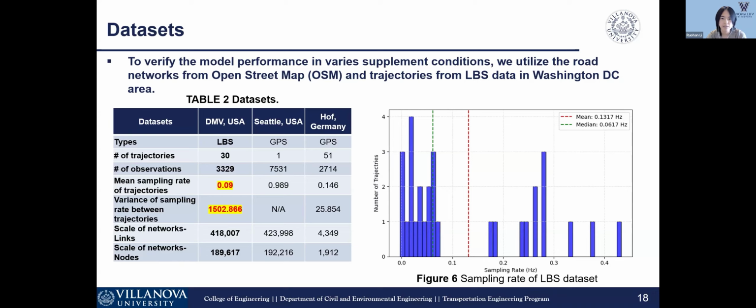0.09, and the variance is extremely high compared to the other GPS data. This makes it much more challenging than the 2 GPS datasets from Seattle and Hof, which have much clearer and denser signals. So Figure 6 on the right-hand side provides evidence again for the LBS dataset, each trajectory having a different sampling rate.